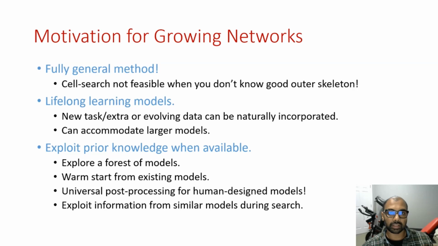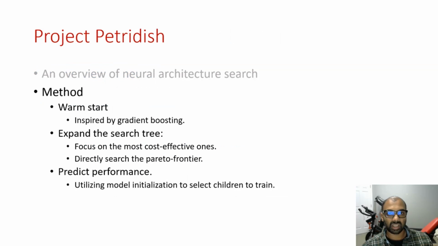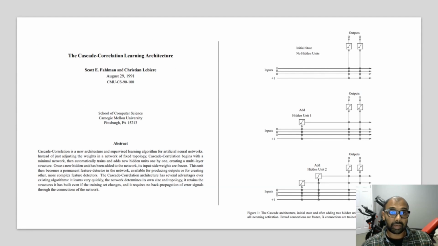There were a number of reasons for growing networks. As you will see shortly, it is a fully general method which can also deal with macro search spaces. It naturally incorporates new data as they arrive and exploits prior knowledge like human-designed models, which can be especially important in production scenarios. Petri Dish is inspired by gradient boosting and directly searches the Pareto frontier or trade-off curve of flops, memory versus accuracy. Petri Dish is also inspired by the earliest work on architecture search from 1999 named Cascade Correlation Learning Architecture.